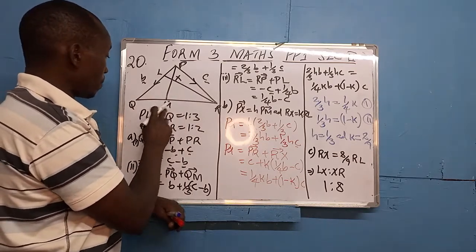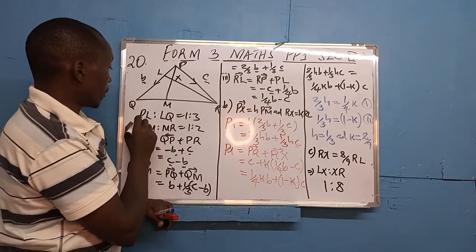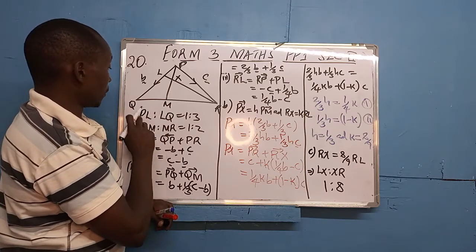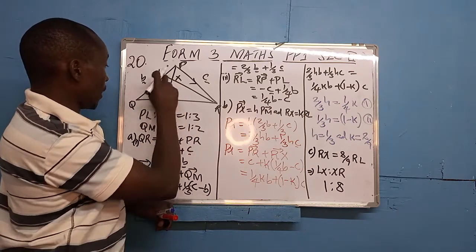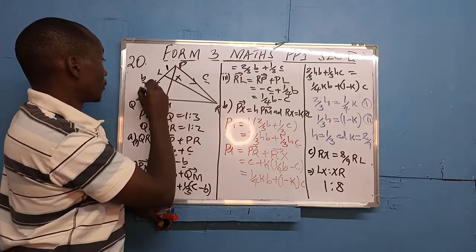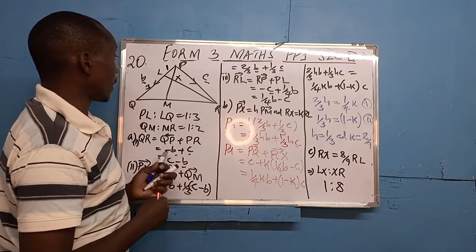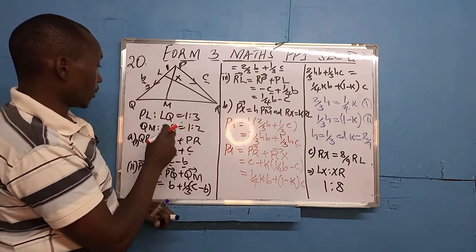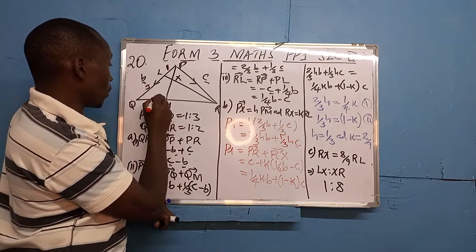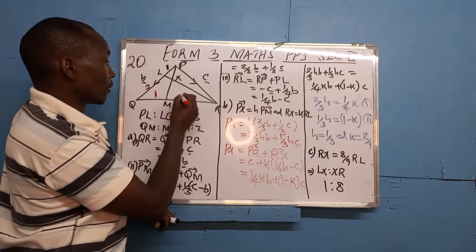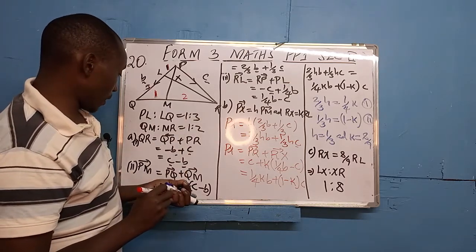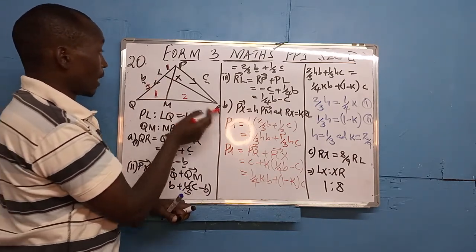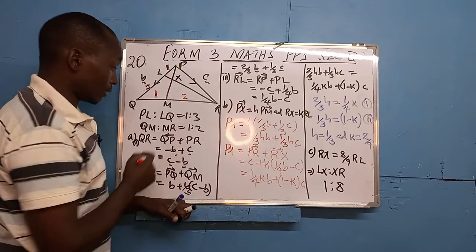You are given a point L and a point M. PL to LQ is in the ratio 1:3. Then you are given that the ratio from Q to M is 1:2. Then the first question is to determine the value. Of course, the two vectors RL and PM intersect at X.